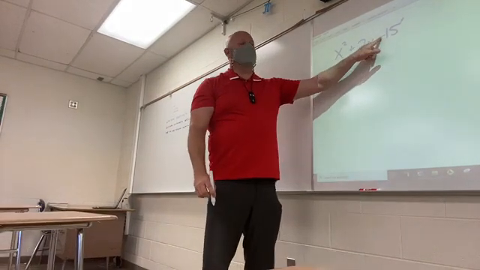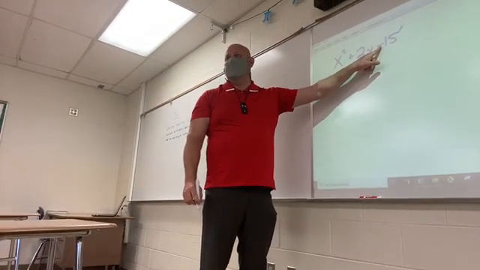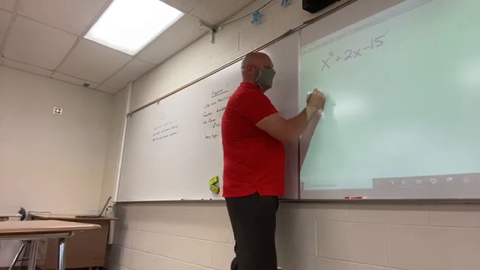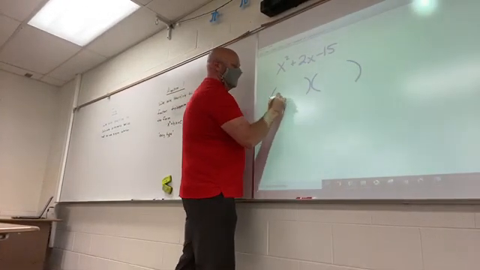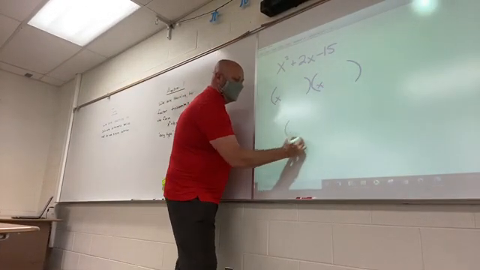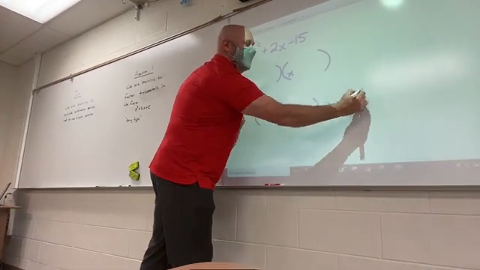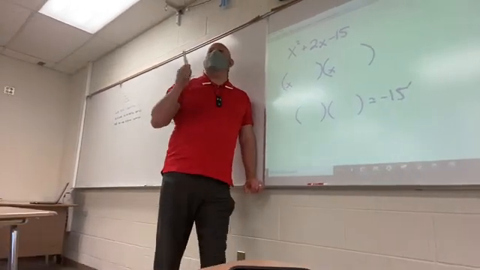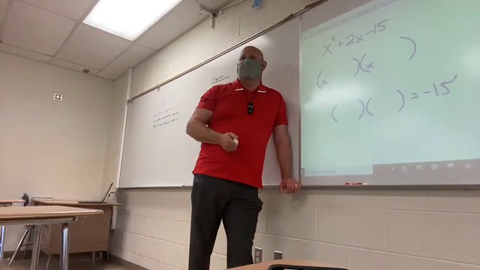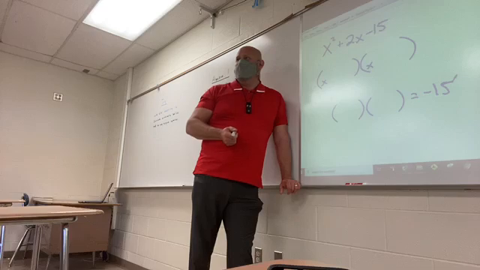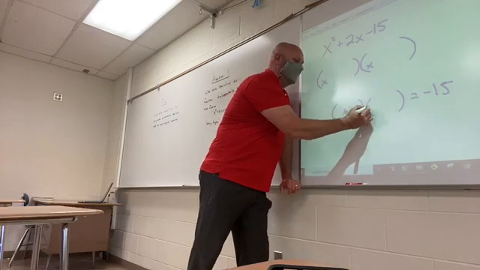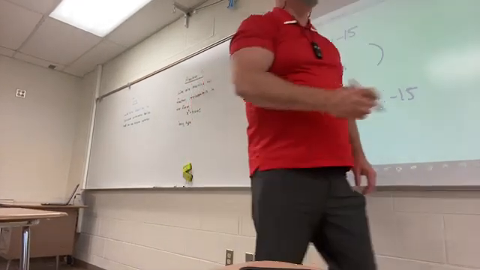The fact that this is a negative means I'm looking for two numbers that multiply together to equal a negative 15. What does that mean? How do you multiply together to get a negative? You need one positive and one negative, right?